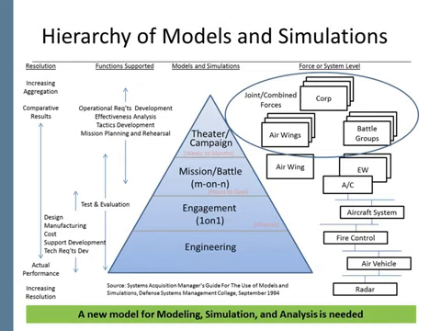In 1994, the hierarchy of models and simulations made its first appearance. The military operations research community found it warmly familiar and adopted it as the modeling, simulation, and analysis pyramid. This is a recreation of the original presentation. The original pyramid divided analysis into 4 levels: engineering, engagement, mission, and theater. The pyramid was based on the taxonomy of computer models in use by the U.S. Air Force at the time.